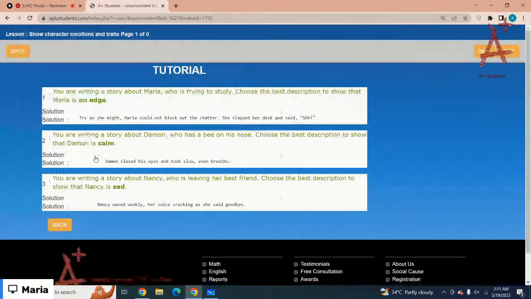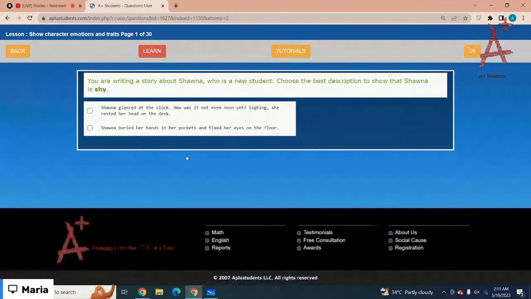You are writing a story about Maria, who is trying to study. Choose the best description to show that Maria is on edge. Try as she might, Maria could not block out the chatter. She slapped her desk and said, "Shh." Okay, let's just start with the test. You are not given options here, so it is difficult.